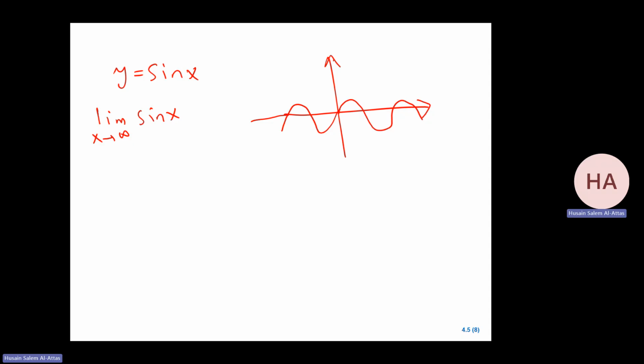Today, we cannot have a specific value. I know it's a value between -1 and 1, but I don't know exactly what that value will be. So the limit does not exist. And the same thing when x goes to minus infinity, either for sine or cosine. The same idea. The limit does not exist.